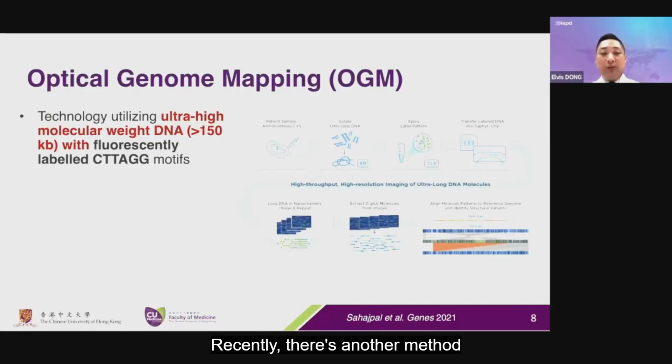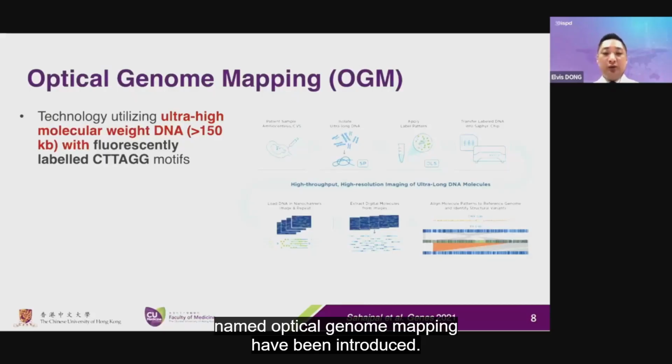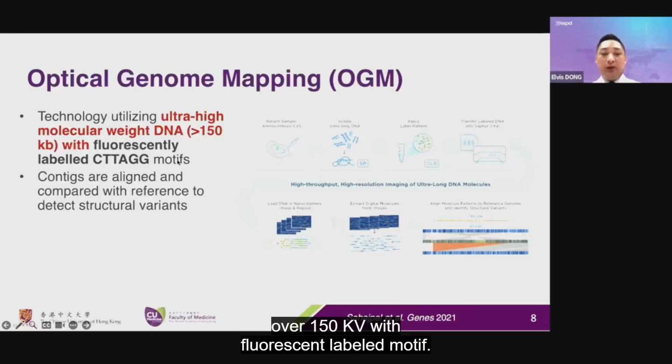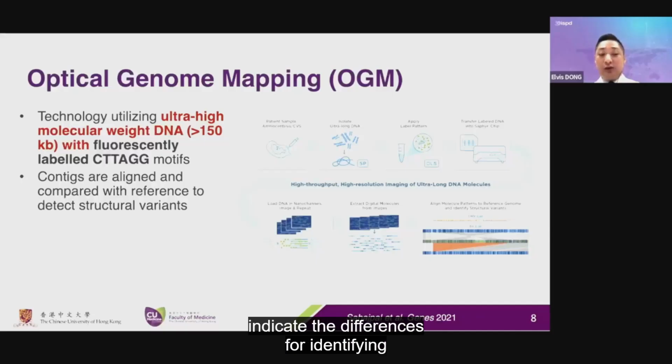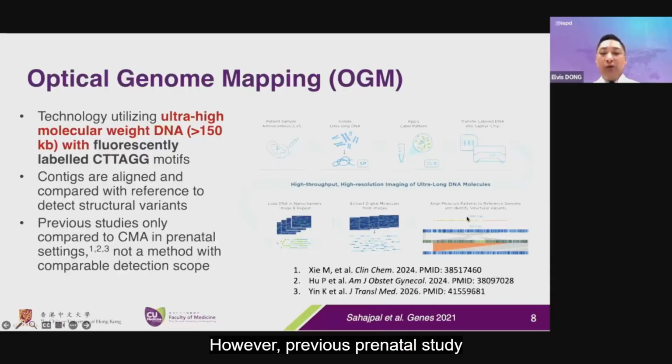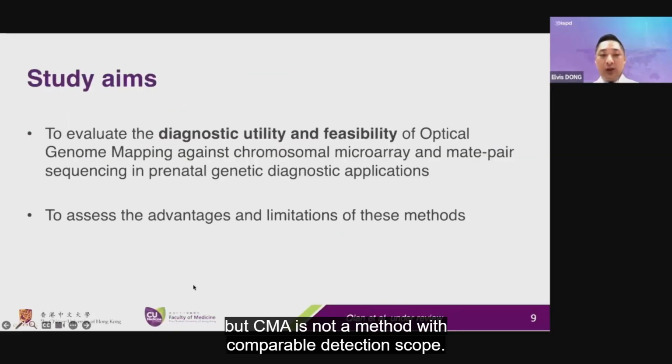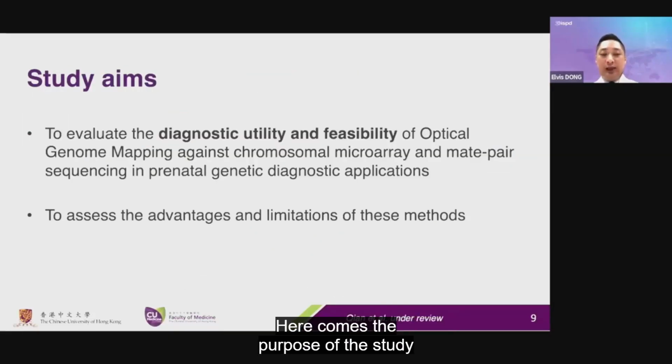Recently, another method named optical genome mapping has been introduced. It is a method that utilizes ultra-high molecular weight DNA over 150 kb with fluorescently labeled motifs. The molecules are aligned to the reference to indicate the differences for identifying structural variants, as shown in this diagram. However, the previous prenatal study only compared this method to CMA, but CMA is not a method with comparable detection scope. Here comes the purpose of the study.